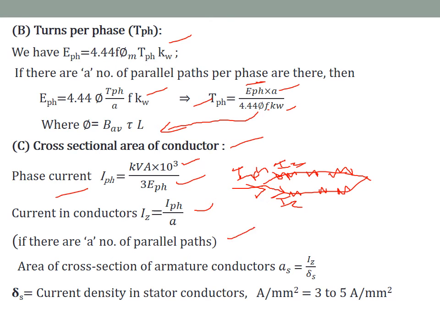Okay. Now the cross-section area of the armature conductor AS is equal to IZ by delta S. So delta S is the current density in the stator conductors, given in ampere per mm square, that is equal to 3 to 5 amps per mm square.